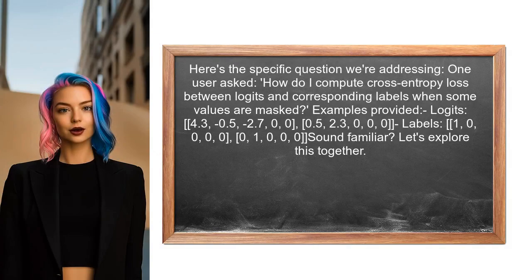Here's the specific question we're addressing. One user asked, how do I compute cross-entropy loss between logits and corresponding labels when some values are masked? They provided examples of logits and labels, highlighting the masked values. Sound familiar? Let's explore this together.